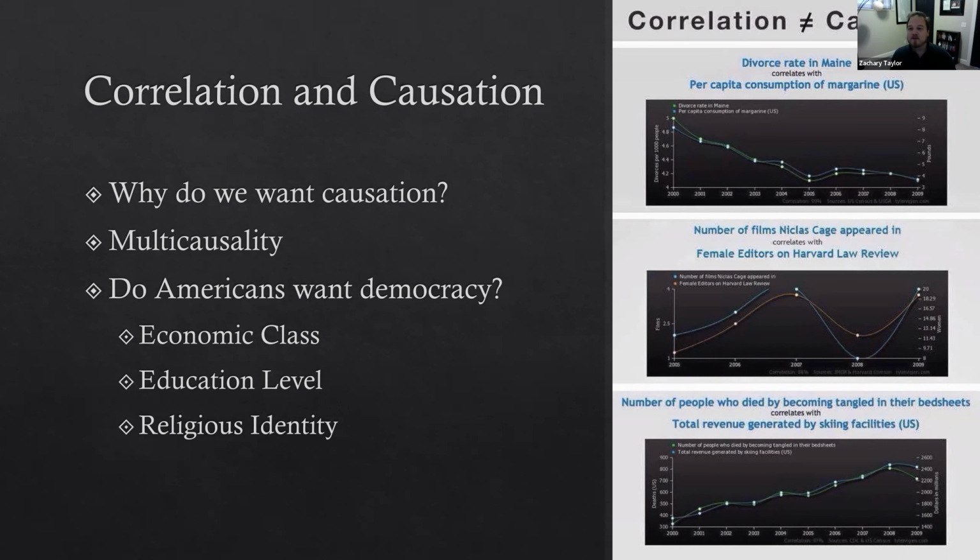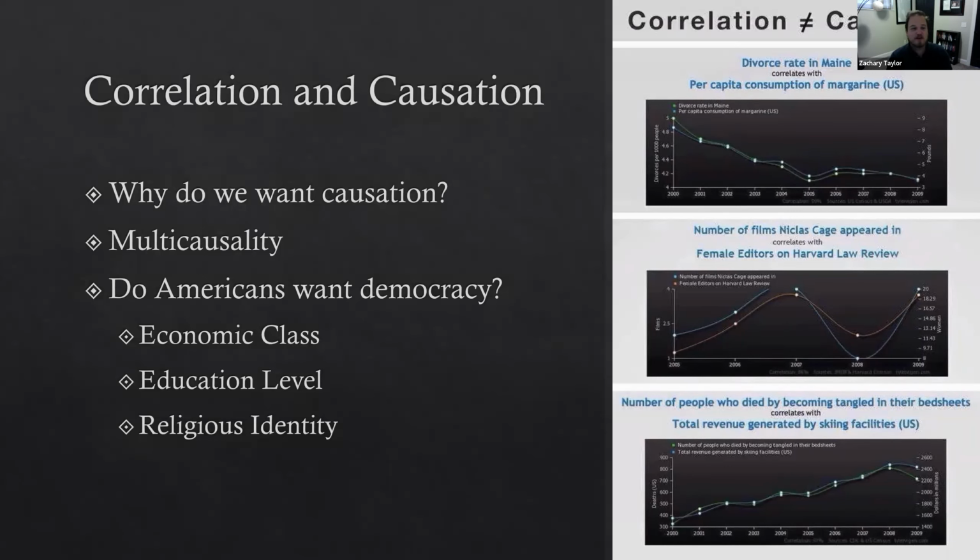So the first one here, the divorce rate in Maine and the per capita consumption of margarine in the United States. Those two things are really closely correlated over a 9-year period. As you can see, they follow the same trends. You could, I don't know, if you really wanted to, you could write a paper saying that these two things are in fact causative.